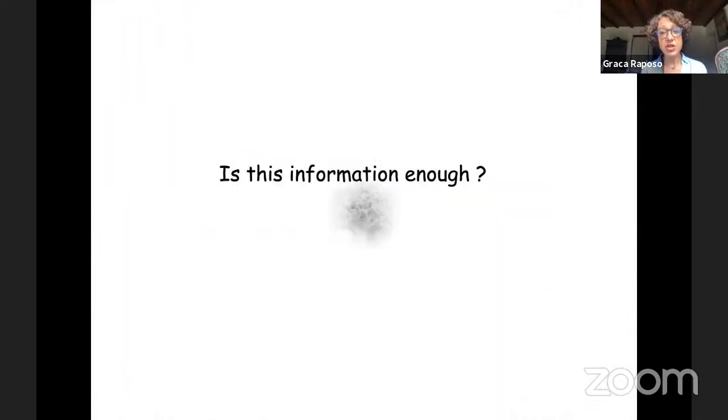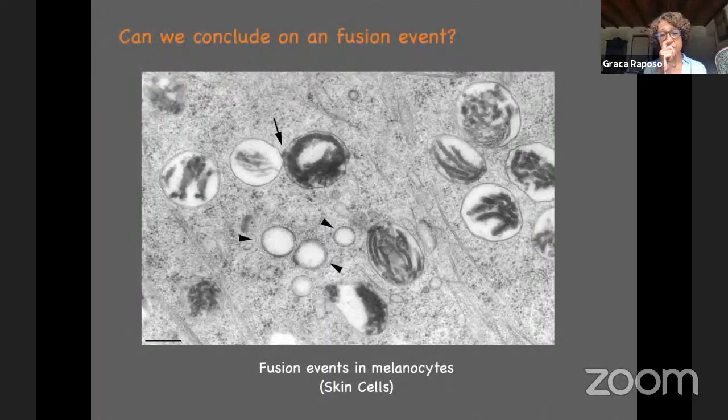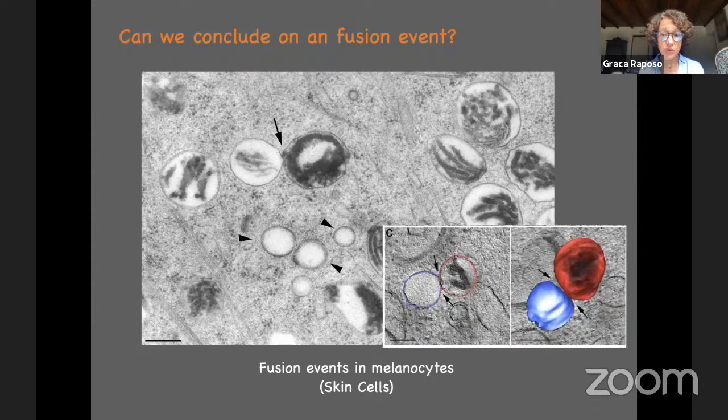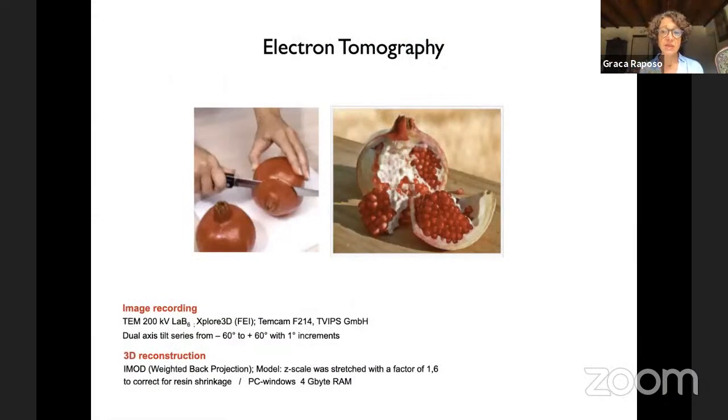So is this information enough? As I told you, I give you again here the example. When I can see here my melanosome close to a vesicle, is this a fusion event? Is this merely a contact? So here we need what is called electron tomography to be able to do it in 3D. Again, this is a pomegranate. I always like to show this pomegranate because you see the slices, but really to see what's in the middle, you need to use this kind of techniques.